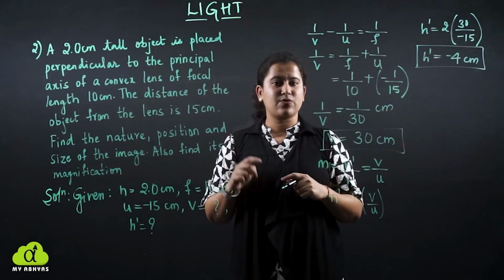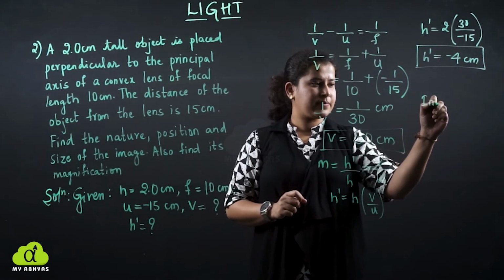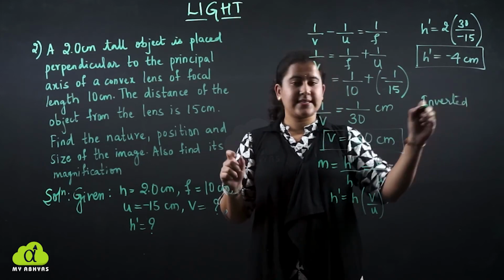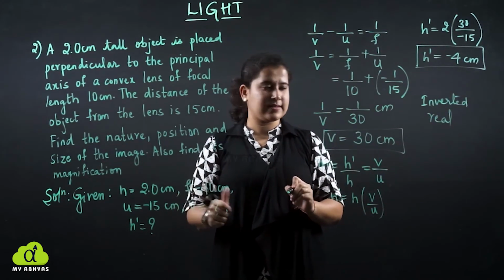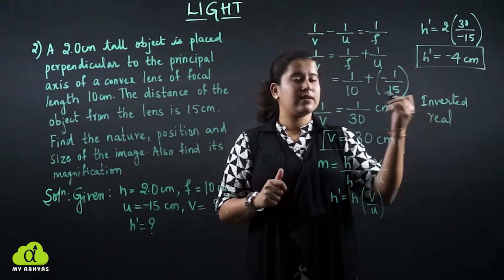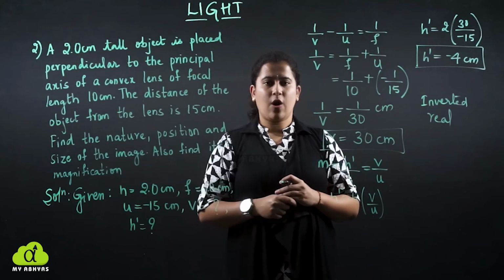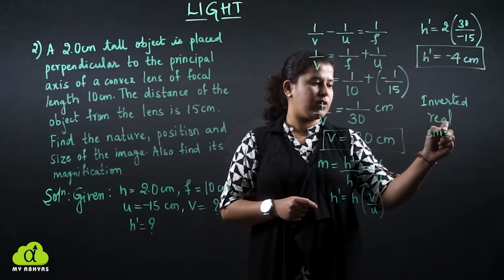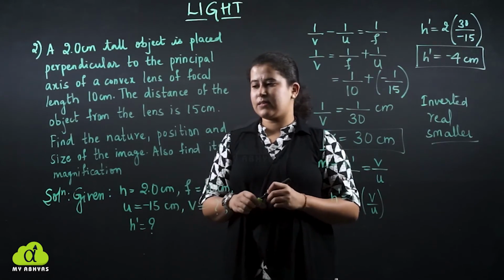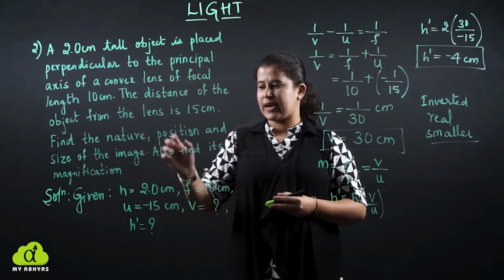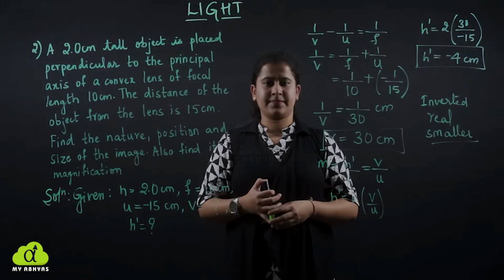So minus in the sense, what is it indicating? It is indicating that the image is inverted. And we can say the image is real because we haven't got it on the negative side of the axis. And the image is bigger when compared to the object. Clear? So these are the three conclusions: we have found out the nature, the position, and also the size of the image through the lens maker's formula.